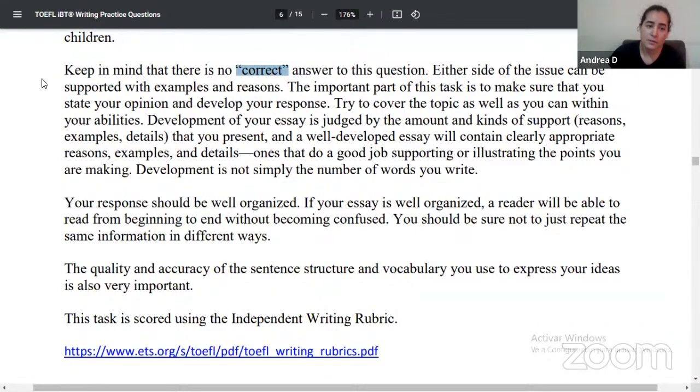Either side of the issue can be supported with examples and reasons. So you need to give examples and reasons, not only reasons. Okay, that's one thing that people forget about, the examples. And they say the important part of this task is to make sure that you state your opinion and develop your response. You have to be well developed. Development of your essay is judged by the amount and kinds of support, reasons, examples, details that you present. Right? So the development of your essay is going to be judged based on the things that you use to support your position.